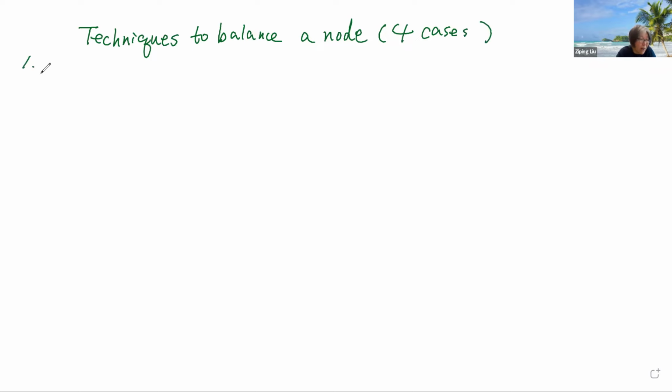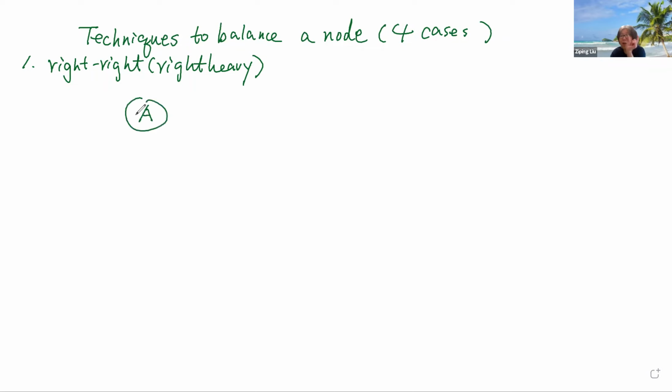The first case, we call it right to right. Basically it's a right heavy case. What does that mean? Let's take a look. It's just part of a tree, regarding a node here. It's not the whole tree, it's just part of a tree.